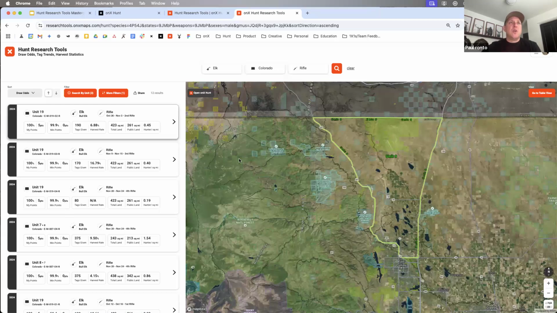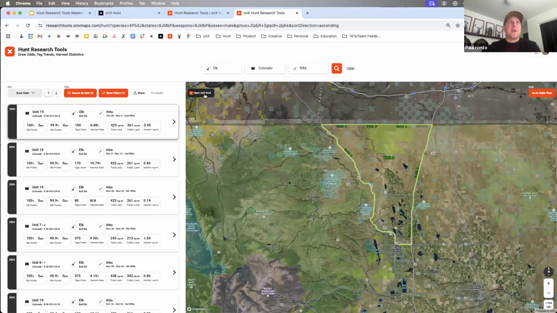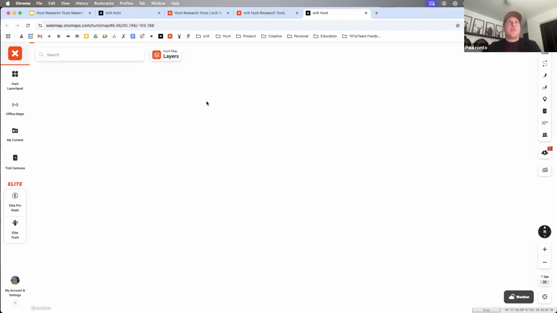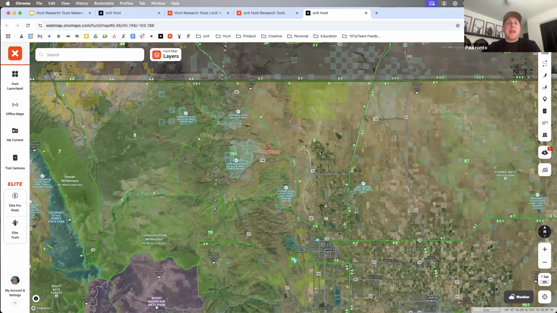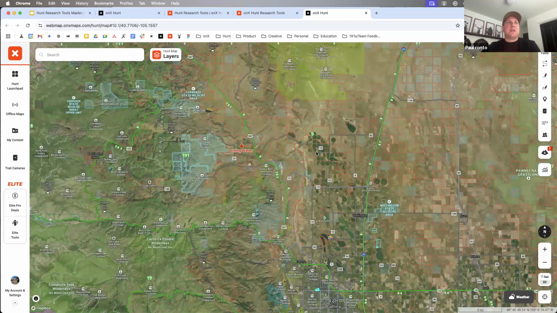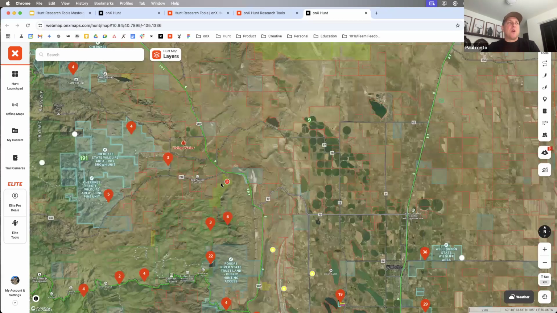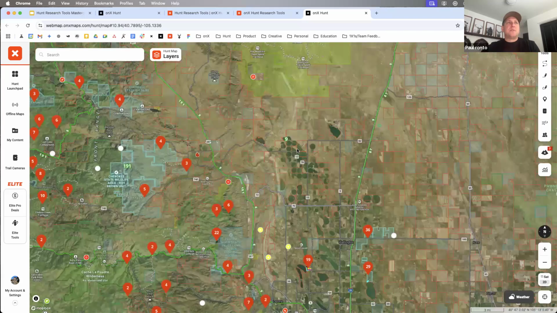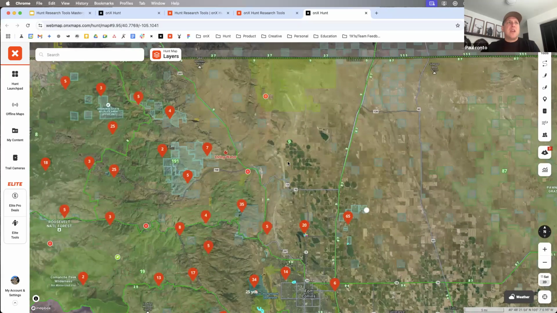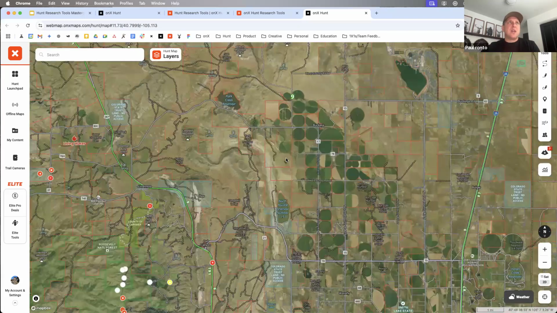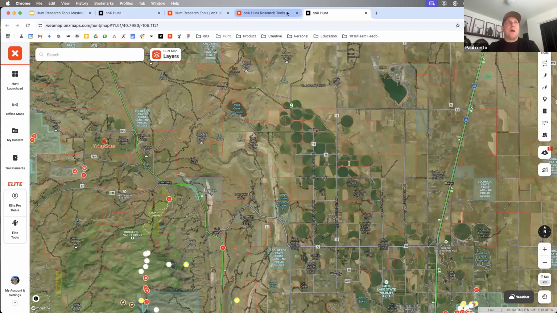Some of the other things you can do if you want to go a little more in depth in the map is you can click Open onX Hunt, and this will open your onX web map right to the same unit you were looking at in Hunt Research Tools. And so if you've got markups in here, you'll see all my markups are starting to come up. If you've got markups in here, it'll show you all your markups, and you can actually start doing some e-scouting. And so that'll take you right to web map.